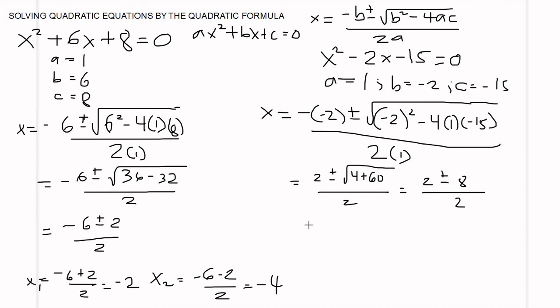And then let's get the two values. X sub 1, that would be 2 plus 8 all over 2. And that would give us the value of x sub 1, which is 5. And then x sub 2 is 2 minus 8 over 2. So that's negative 6 over 2, which is equal to negative 3.